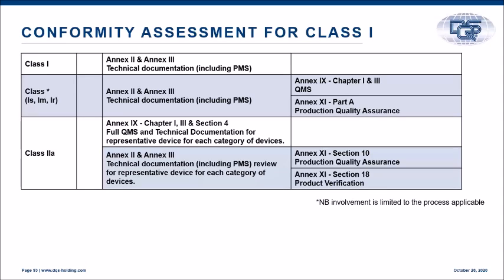So you need to adopt Annex 9, Chapter 1 and 3 for the QMS, or you can go for Annex 11, Part A, that is production quality assurance. So either of these can be adopted. Class 2A, so again Annex 9, Chapter 1 and 3, and Section 4, full QMS and technical file for a representative device for each category. And of course, Annex 2 and 3 are common, you need to demonstrate for all. The other alternate means are Annex 9, Section 10, that is production quality assurance, and product verification methods are also to be demonstrated.